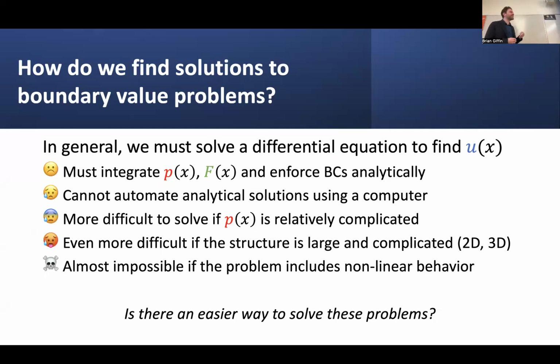What we'd really like is to find some kind of solution procedure that is generalizable and which we can implement in this automated fashion and hand off to a computer so that the computer can do all the work for us.